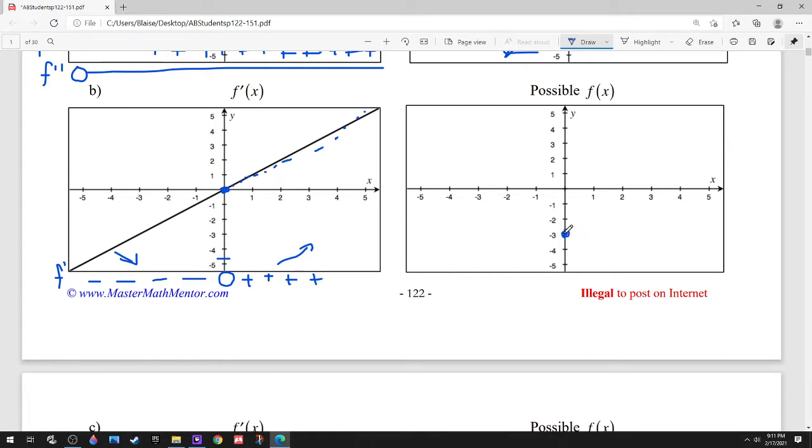So I'm just going to go here because I feel like it. I could have gone here. I could have gone here. I chose here because I feel like it. F double prime now.